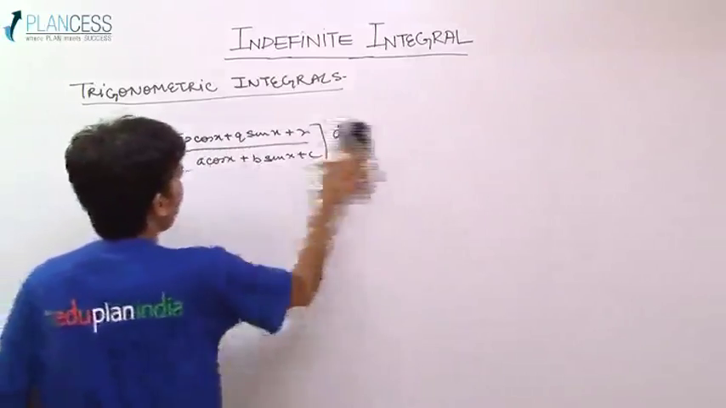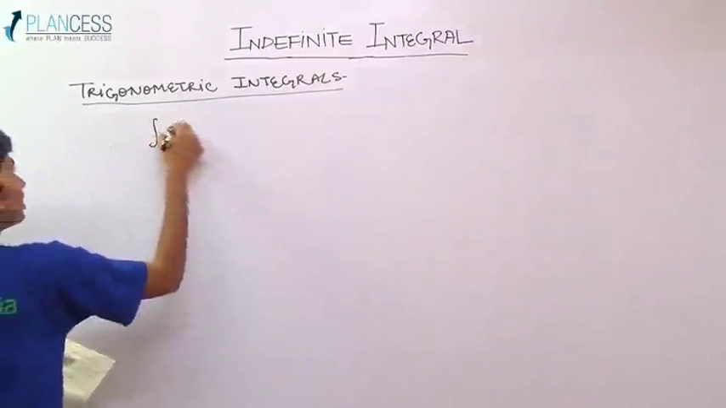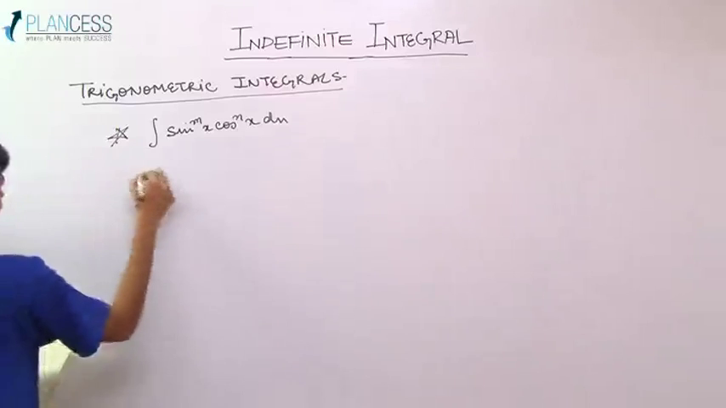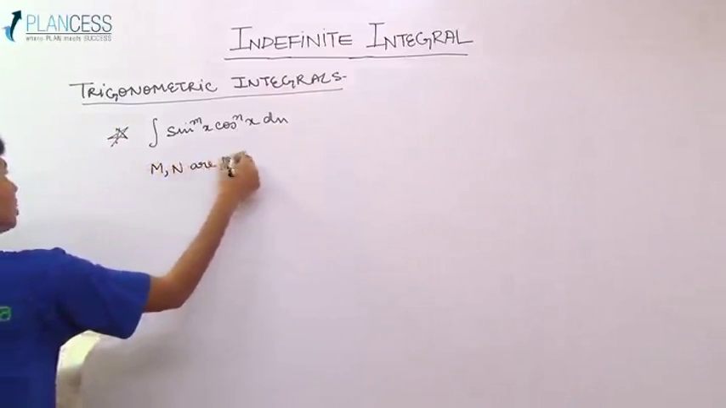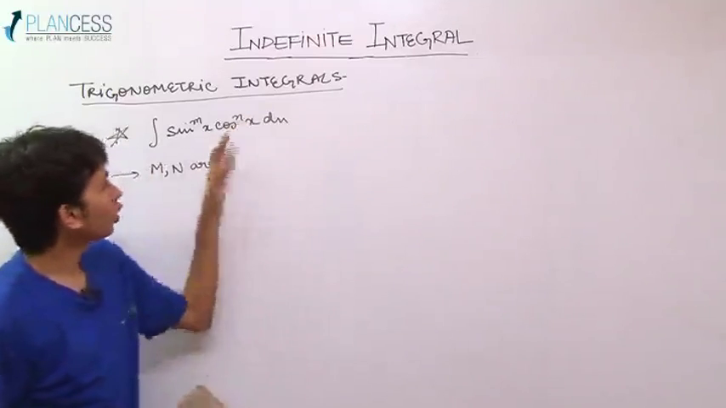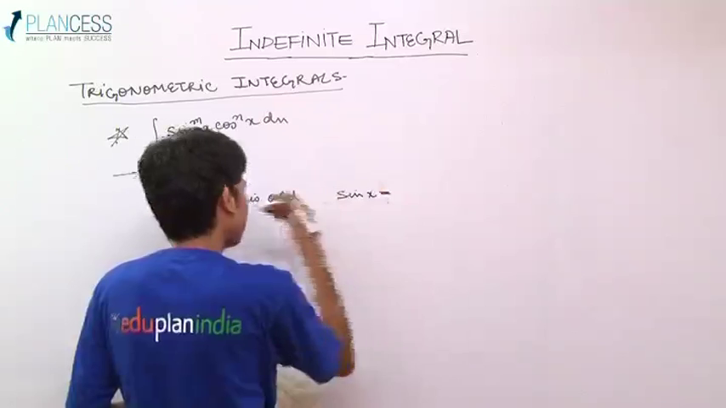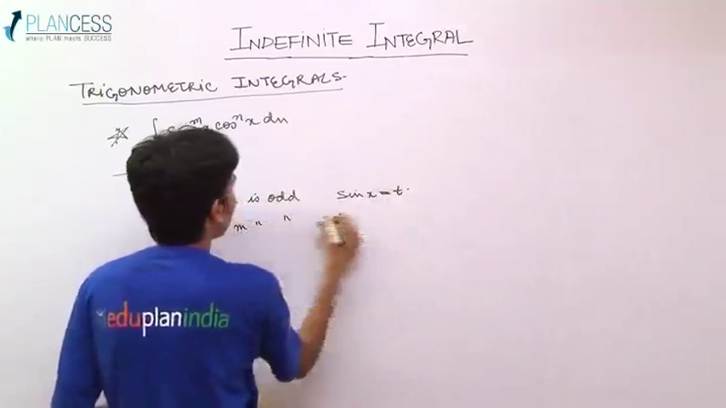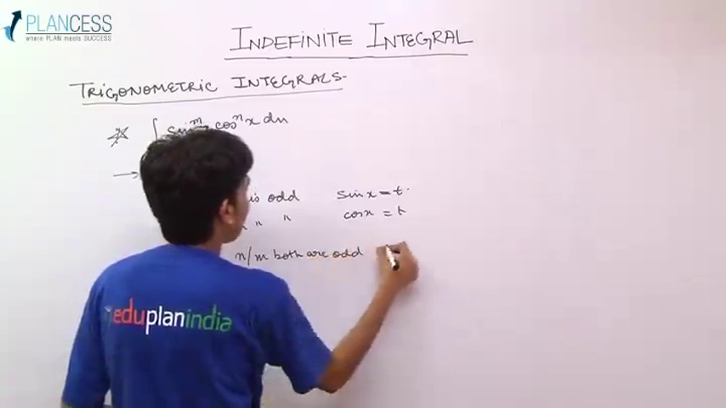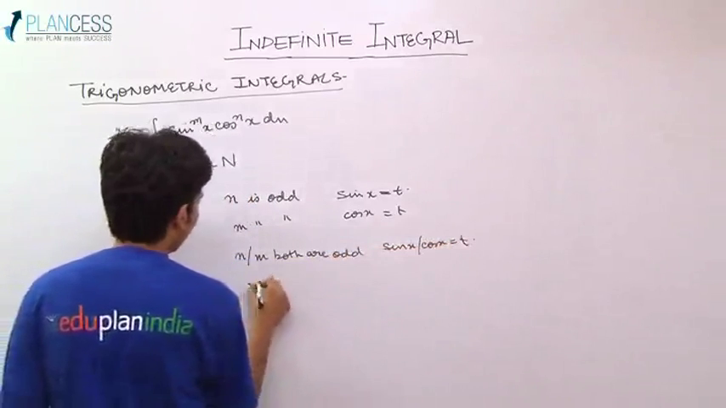So with this I have finished trigonometric integrals, with just a little more to go: some general integrals of the form sin x raised to power m and cos x raised to power n. Let's write these. If you have integrals of the form sin^m x cos^n x dx, where m and n are natural numbers, then obviously if cos is odd, that is n is odd, then sin x is equal to t. If m is odd, cos x is equal to t. If m and n are both odd, then either can be used, that is sin x or cos x can be written as t.